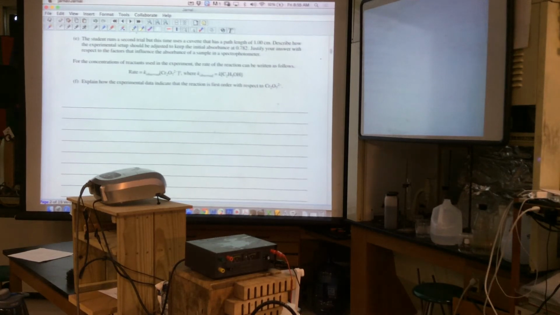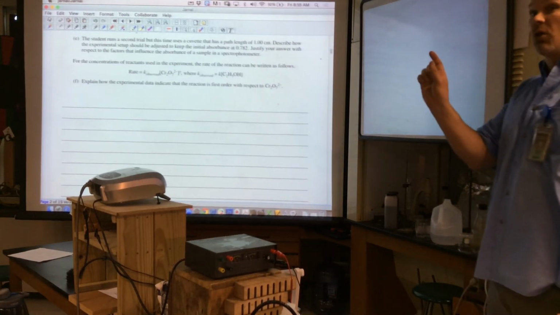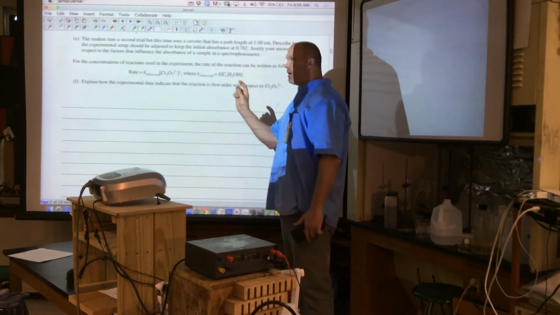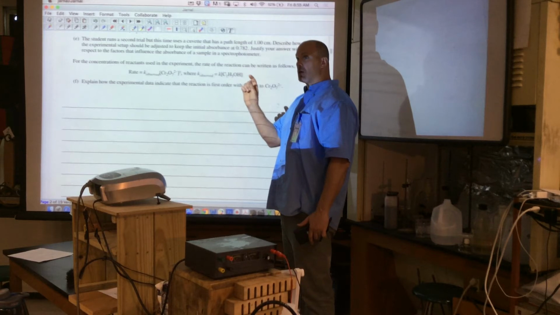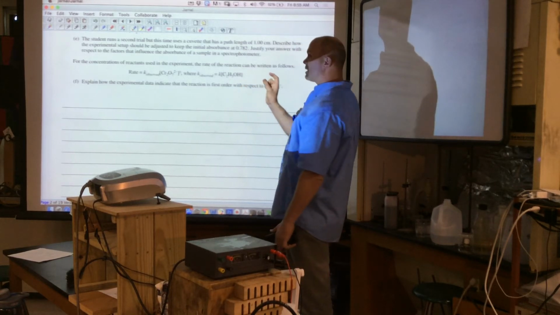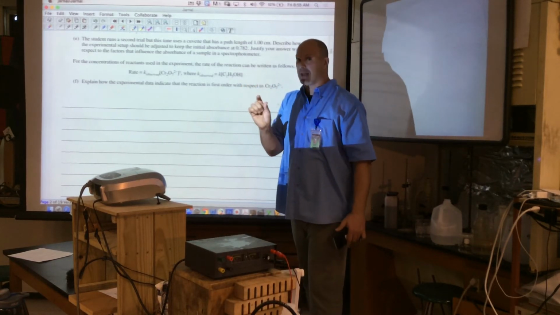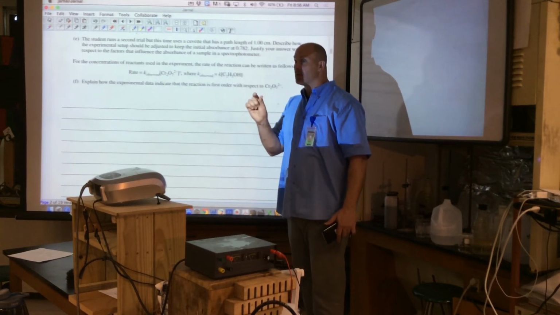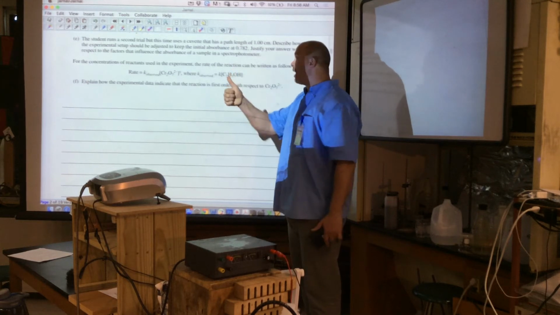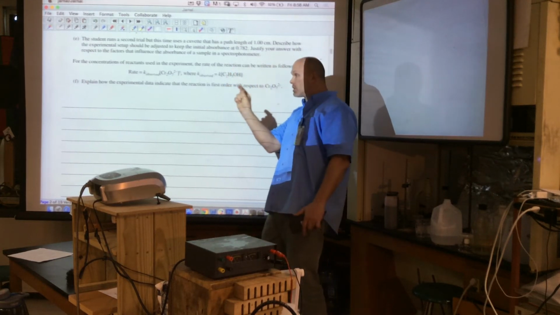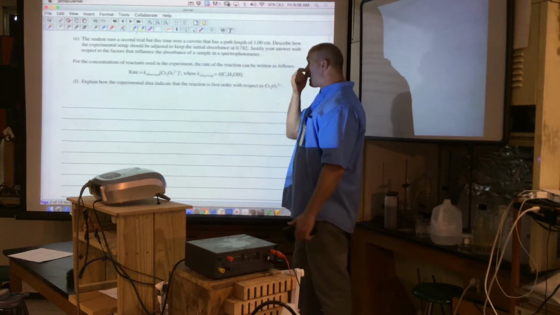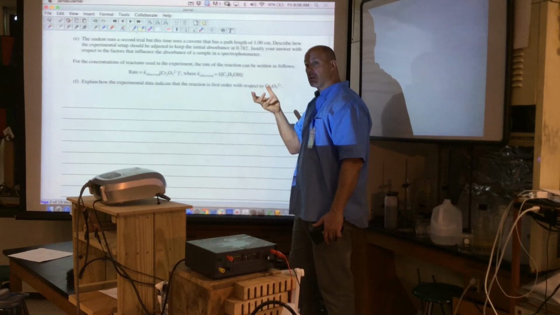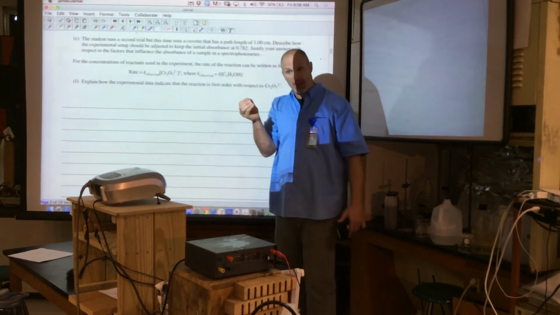A student runs a second trial, but this time uses a cuvette path that's twice as long. So the cuvette's twice as long, which means there's going to be twice as much light going through that substance. So there's going to be twice as much light missing. That's what the absorbance is, how much light is missing. More light missing, more absorbance, more stuff. So if I use a cuvette that's twice as long, then I'm going to have twice as much absorbance. The light's going to hit twice as much more of the chemical.